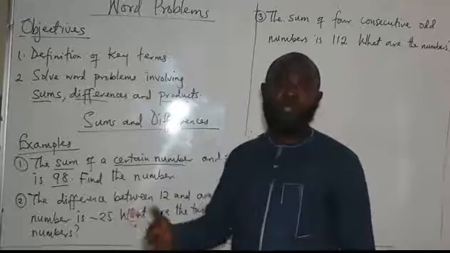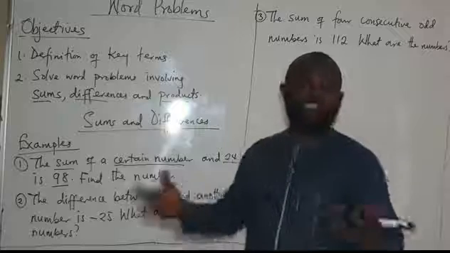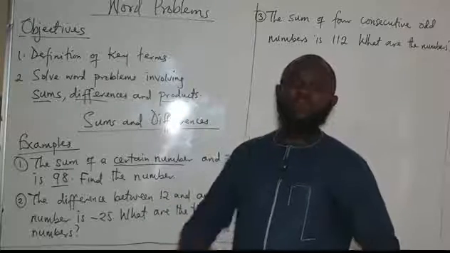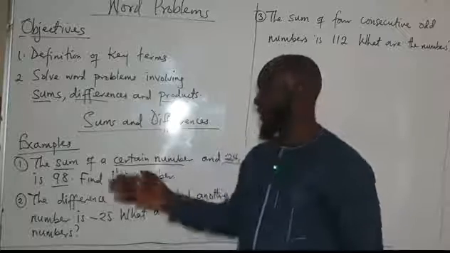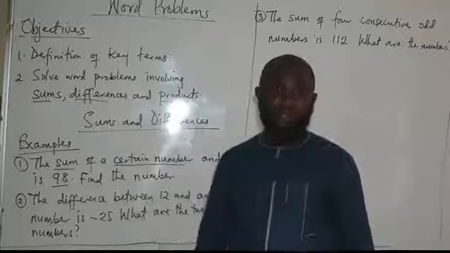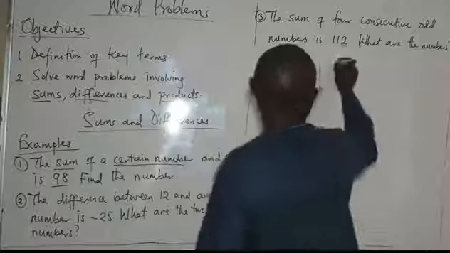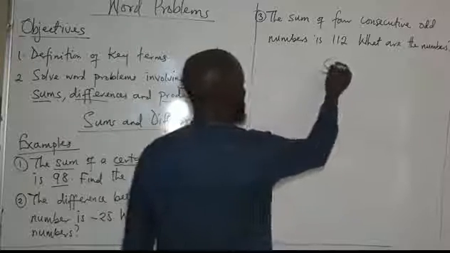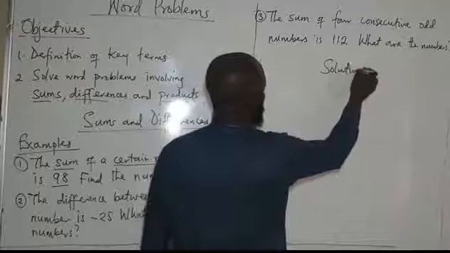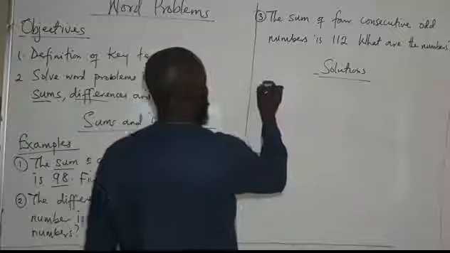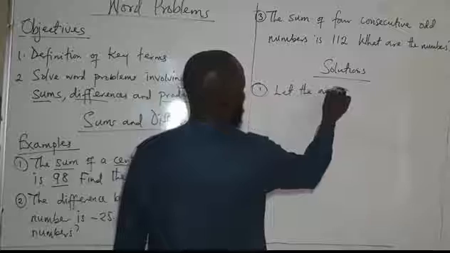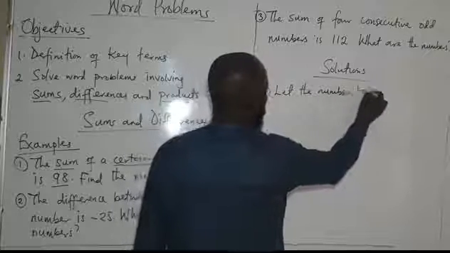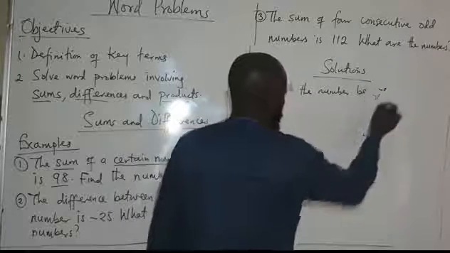Find the number. The next stage after underlining the most important aspect is to represent what you are looking for. What are you looking for? Find the number. Which number? We don't know the number. So we can use any letter of the alphabet to represent that number we are looking for. So in solving this, we're going to say, let the number be any letter. Let's say x.